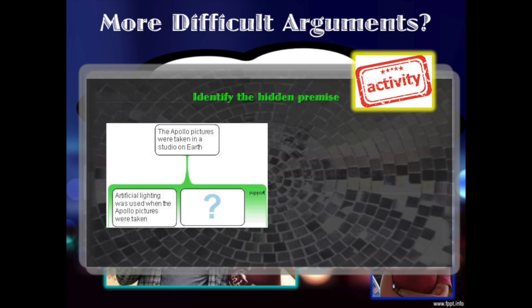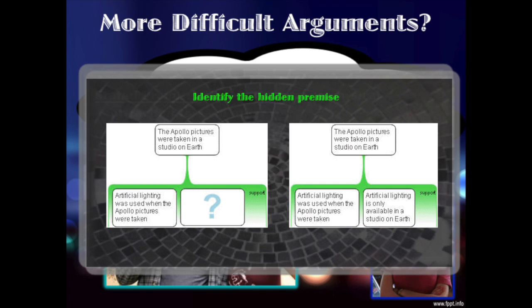So for lecture activity 3, I'd like for you to try to identify what the hidden premise is within this argument. Write the whole argument as a verbal equation, being sure to identify which premises are stated and which premise is hidden. Okay, so I would say that the hidden premise for this one is that artificial lighting is only available in a studio on Earth. Of course, that could be worded differently, but that's the main idea.